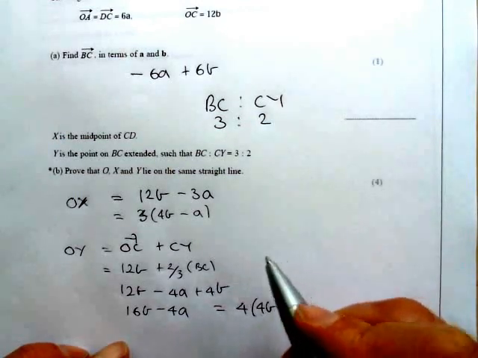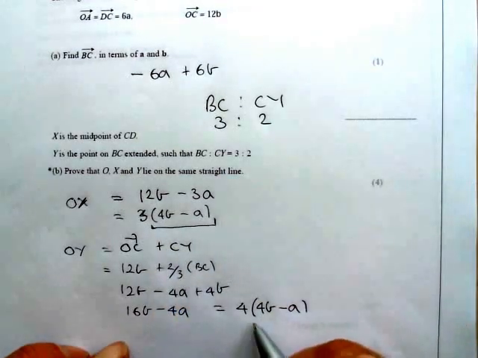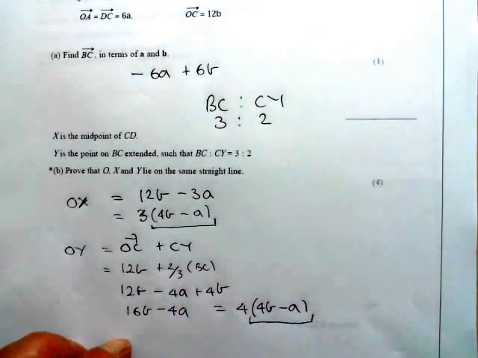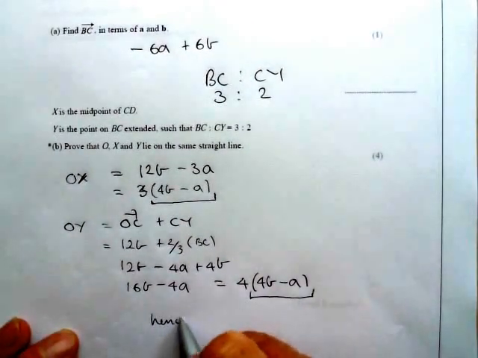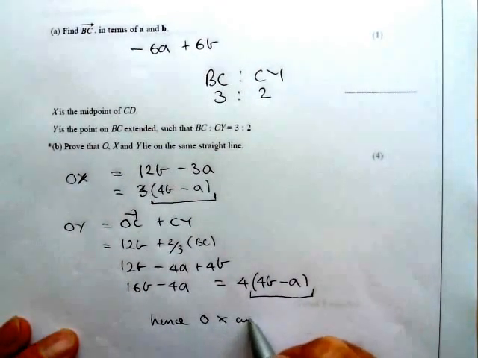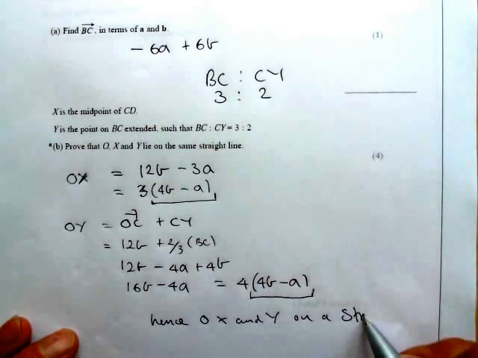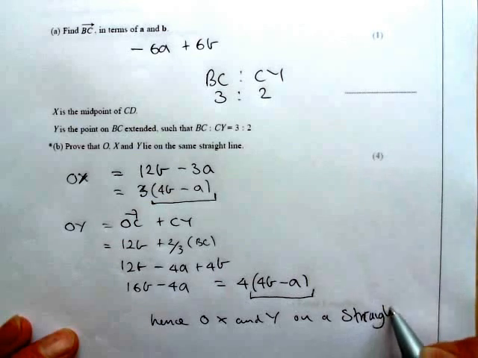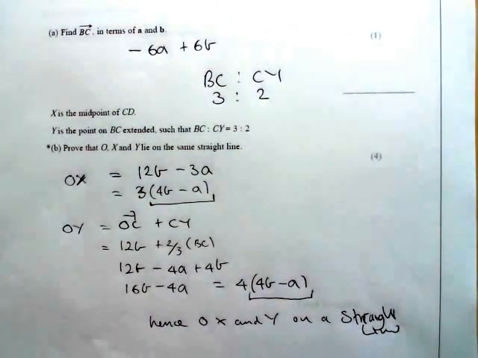So notice that in OX you've got 4B minus A, and in OY you've got 4B minus A. So at this point you can say hence O, X and Y lie on a straight line. Okay, so that's what you need to do to get those 4 marks for the end of the vectors question.